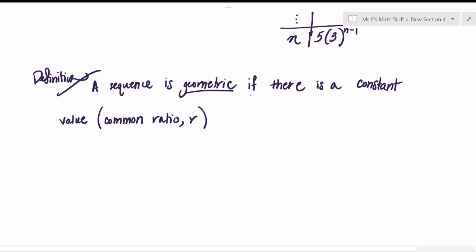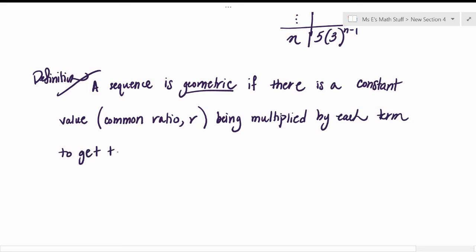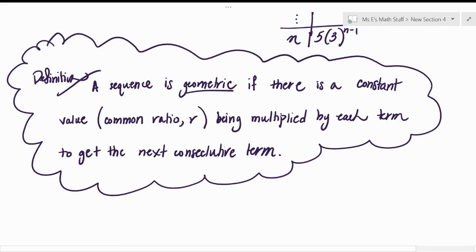So, okay, let's back up. A sequence is geometric if there's a constant value called the common ratio r being multiplied by each term to get the next consecutive term. So that's how you can tell you're dealing with a geometric sequence. Okay, so we'll put a little cloud of importance around that one.